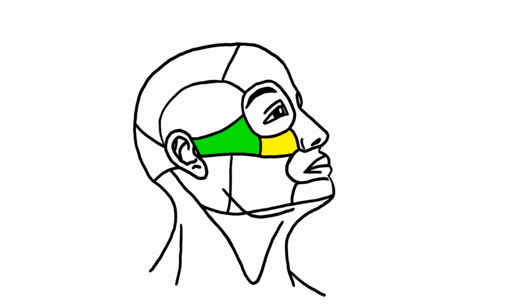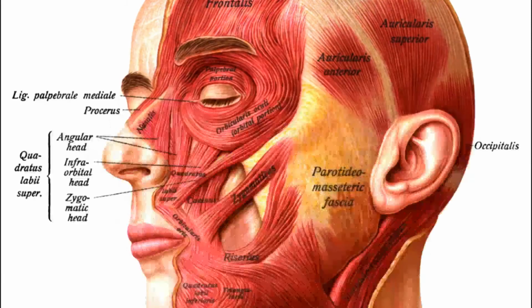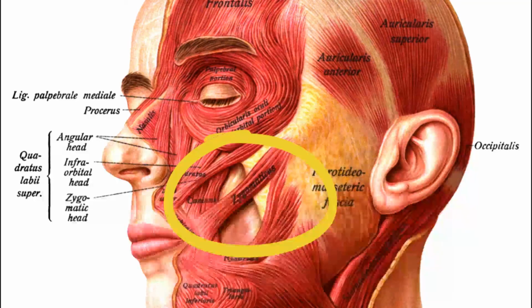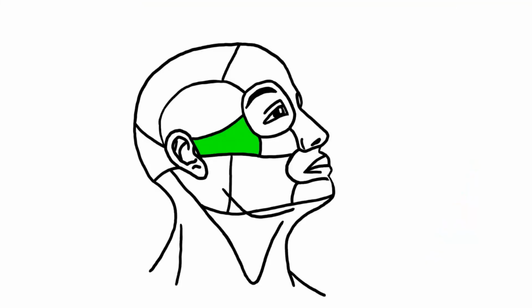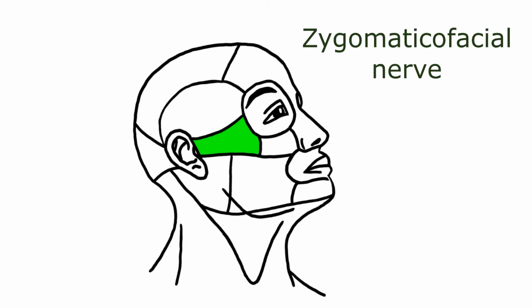Now we'll move on to the next region, which is the zygomatic region. The superior border is the temporal region, the inferior border is the parotid and the buccal region, the medial border is the infraorbital region, and the lateral border would be the auricular region. The three muscles present in this area are the orbicularis oculi muscle and the zygomatic muscle, which is major and minor. The innervation would be the infraorbital nerve and the zygomaticofacial nerve.